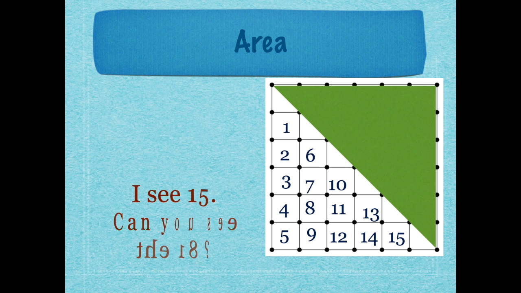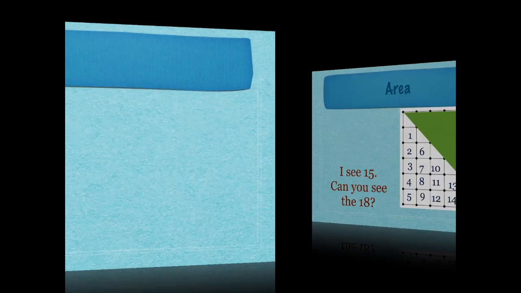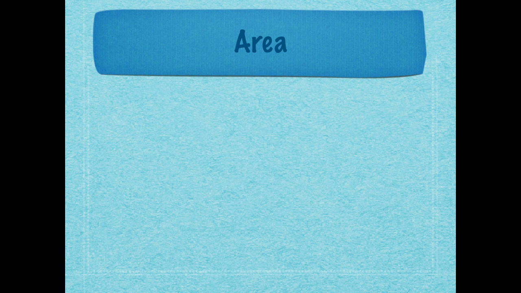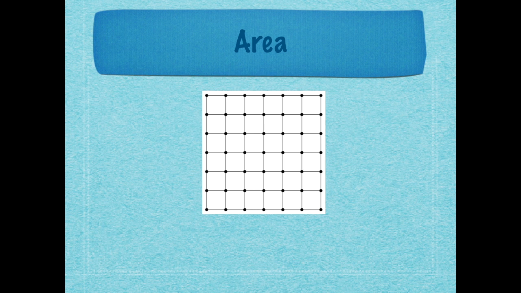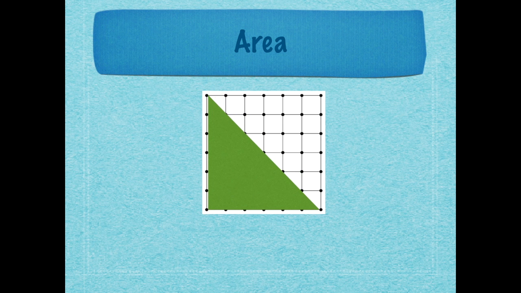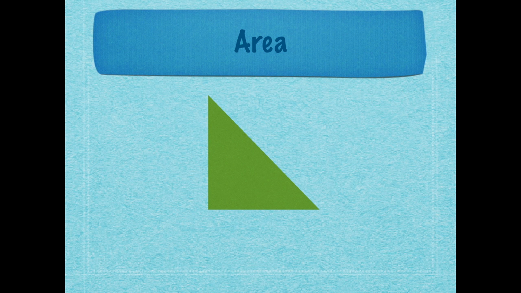But in fact, the actual answer is 18. Can you see where I got 18 from? So this triangle has an area of 18 square inches. The second way to solve for area is to use a formula and multiply two things. So I get my same triangle, but let's pretend I don't have the grid. If I don't have the grid, I need to know the length of the base and the length of the height, and I take those two numbers and divide them by 2 or multiply by a half.